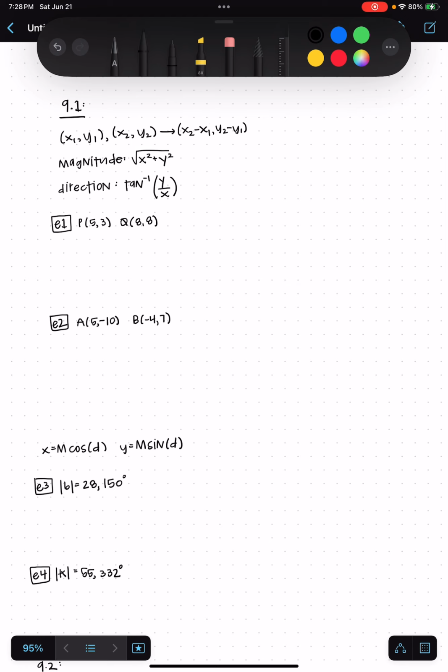So actually, let me get started by saying this. A vector is something that has magnitude and direction. Magnitude meaning how long it is, and direction meaning where it points.